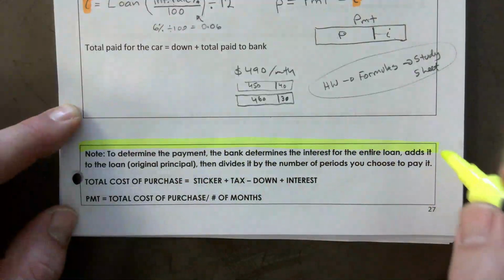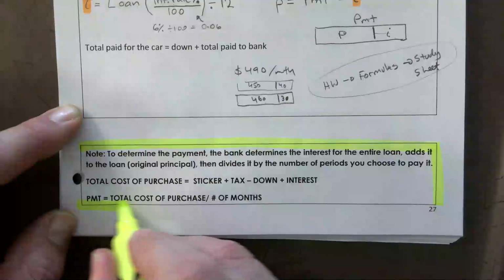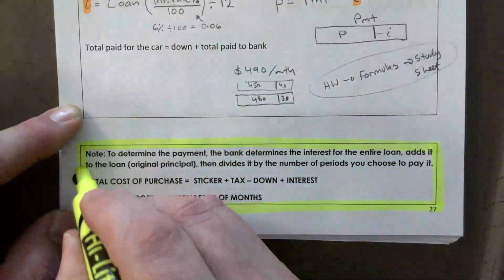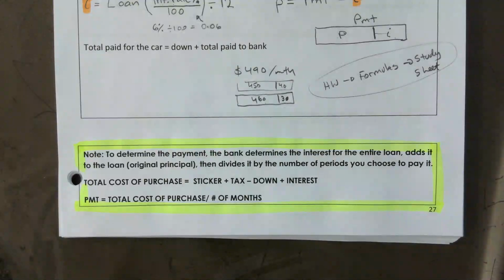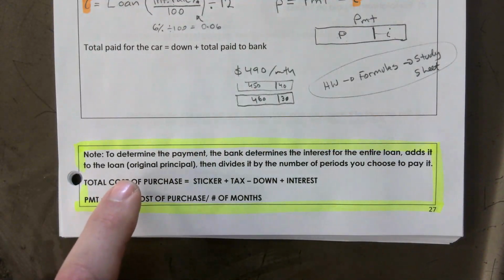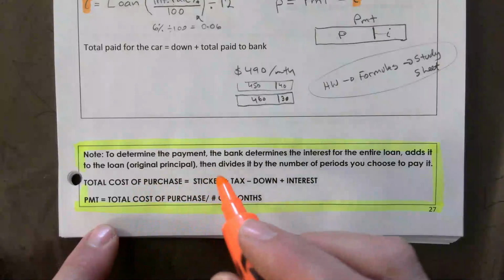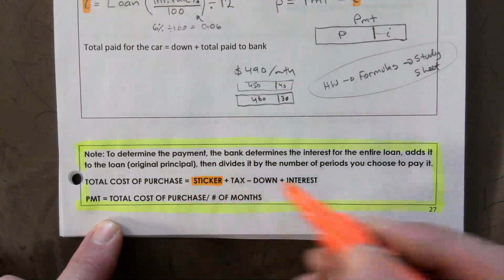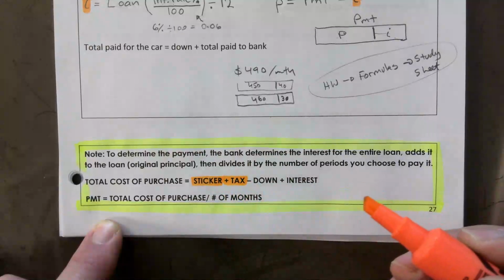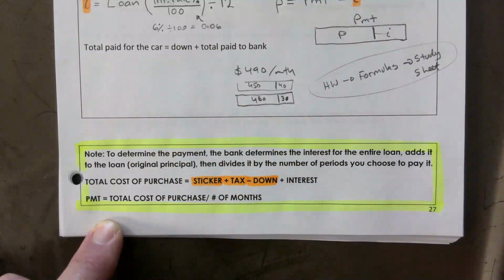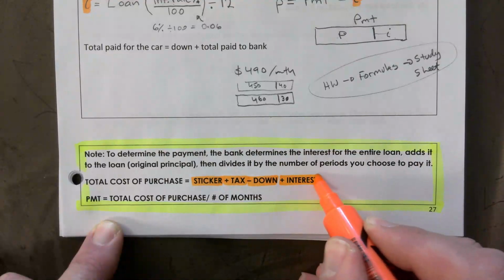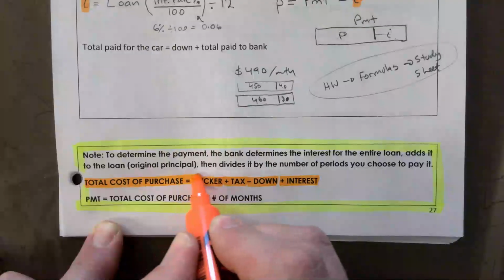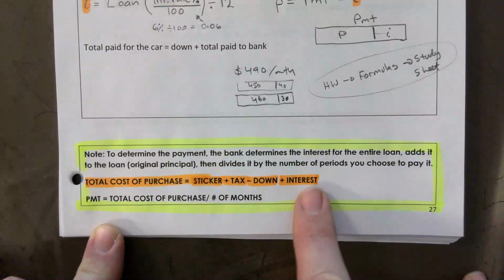Sometimes the province wants to see, do you understand what's happening? Do you understand what's happening when you finance stuff, right? At the end of the day, folks, this is what the total cost to purchase a car would be. The sticker price plus any taxes minus any down payment plus the interest, right? So this is what it really comes down to. That's what the bank does.